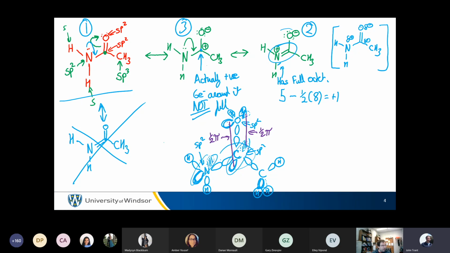Yes, it says six electrons around it. Not a full octet. By it, I mean carbon. So I didn't save myself any time writing it, and I think I confused people.